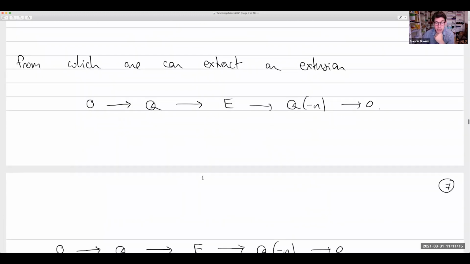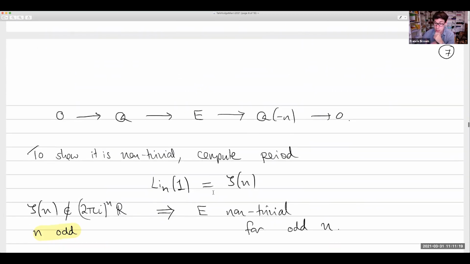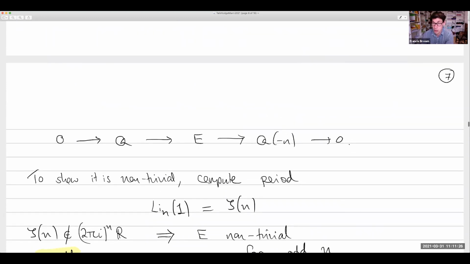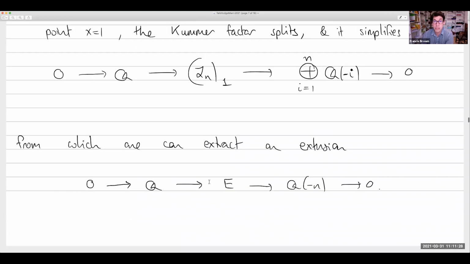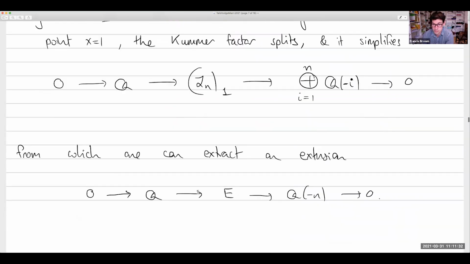And the third step is to check your extensions are non-trivial, and that requires some analysis. You've got to calculate some period. So I will not talk about the second or third steps in this talk. I will only talk about the first step, which is how to construct lots and lots of variations of this kind.